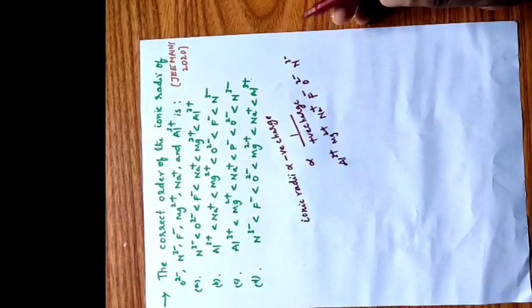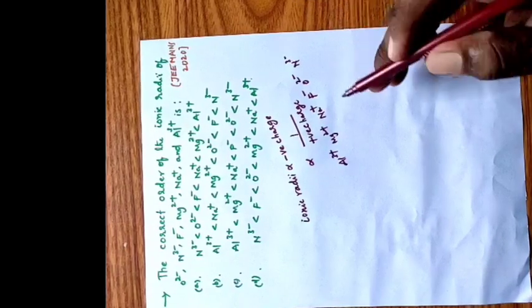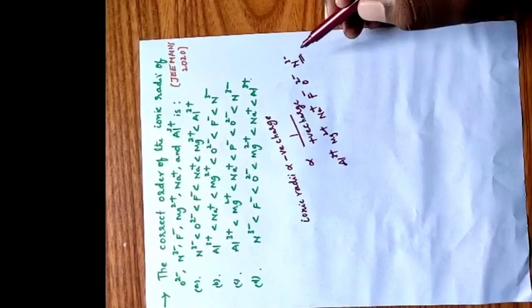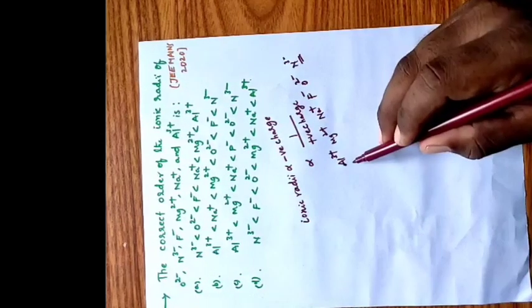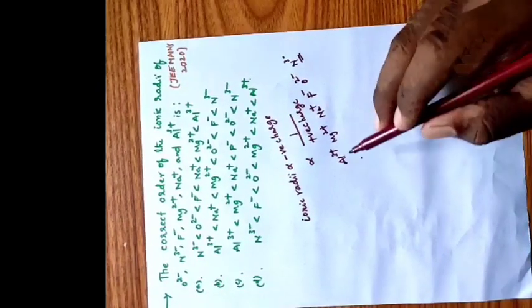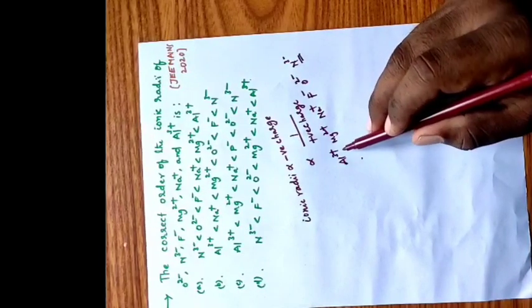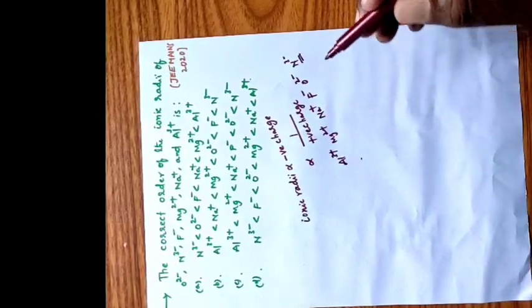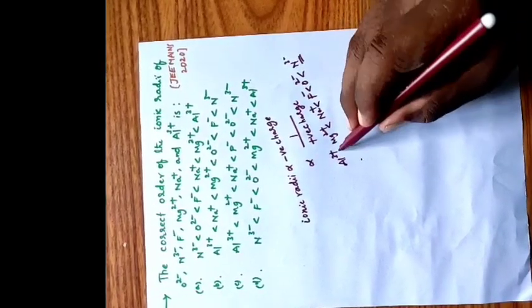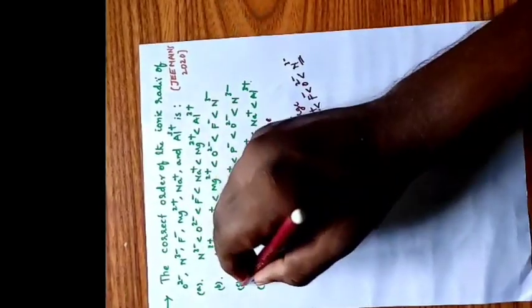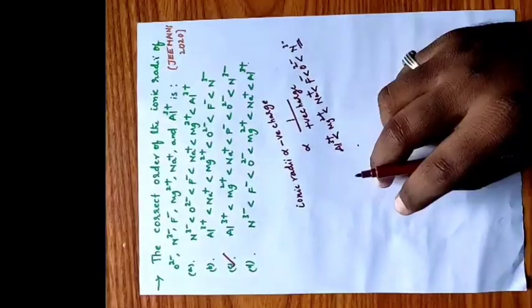Isoelectronic species are species with the same number of electrons. So it's very clear N3- will have a larger ionic radius when compared with the remaining species. Similarly, Al3+ will be the species with the smallest ionic radius. So the order will be as given, so option C will be correct.